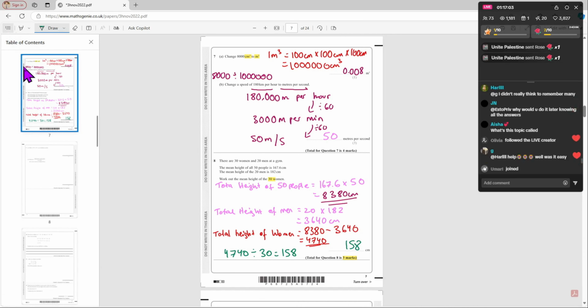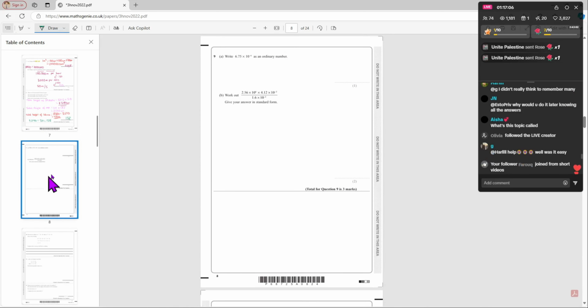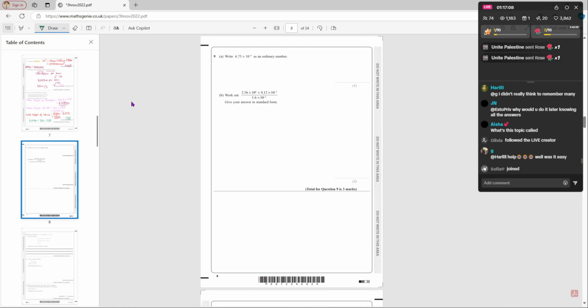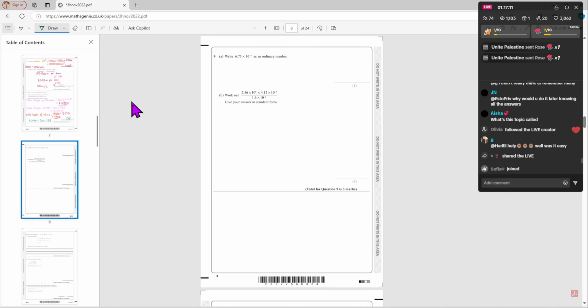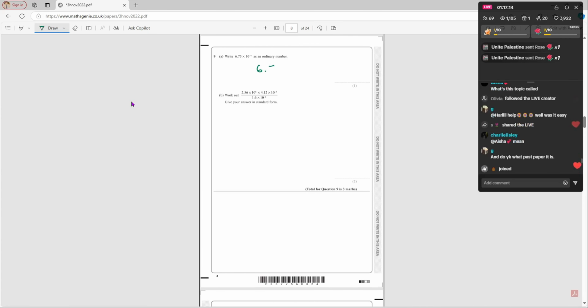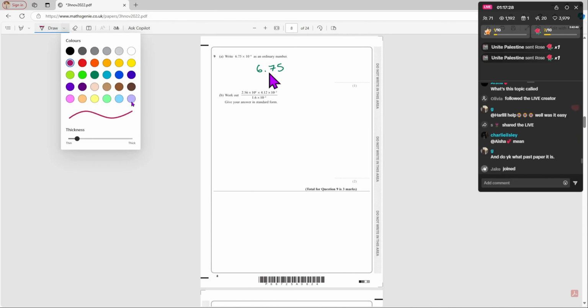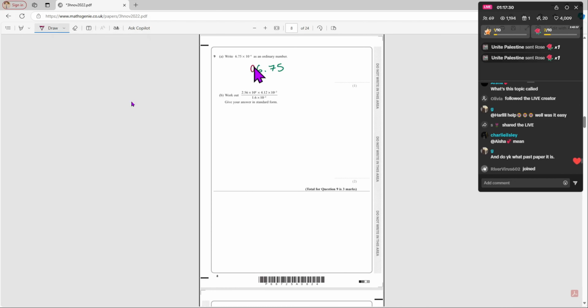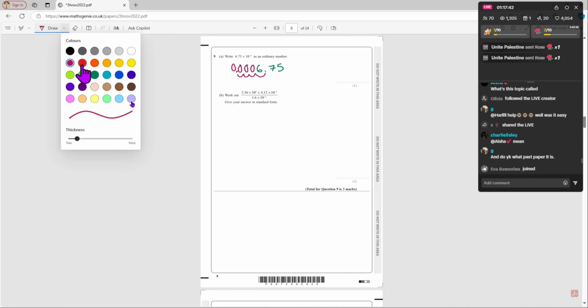So let's move on to our next question. Question number 9. We have to write 6.75 times 10 to the power negative 4 as an ordinary number. There are two ways to do this. You can either move the decimal place to the right 4 times, or to the left 4 times. I'm going to move the decimal place to the left. I'm going to add some zeros over here. Moving 4 times is 1, 2, 3, 4. The decimal place is going to go there.